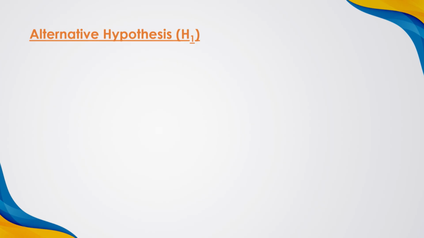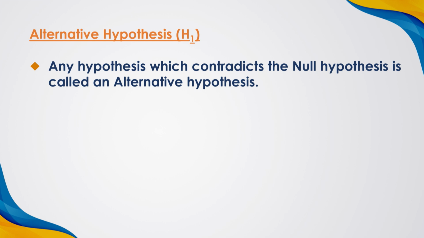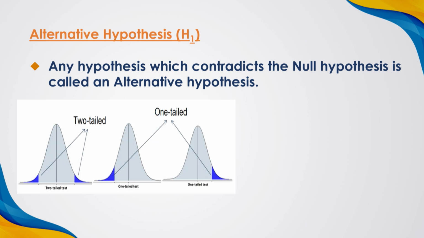Similarly, you will go for the alternative hypothesis H1. Any hypothesis which contradicts the null hypothesis we call an alternative hypothesis. While going for this alternative hypothesis, you need to concentrate on whether you are moving towards a one-tailed or two-tailed test. You can see this is a normal curve, and this blue shaded area at both the ends is called the tails. If it is shaded at both the ends, you can call it a two-tailed test. If it is shaded at only one end, you can call it a one-tailed test.